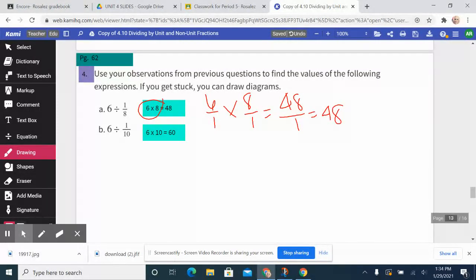All right, so now letter B, we would do 6 times 10, right? This times the denominator, and we would get 60. Okay, so again, if you want me to work it out, 6 over 1 times 10 over 1. Keep, change, flip. 60 over 1. Well, 60 can't divide into 1, it's just 60, right? When you divide 60 by 1.